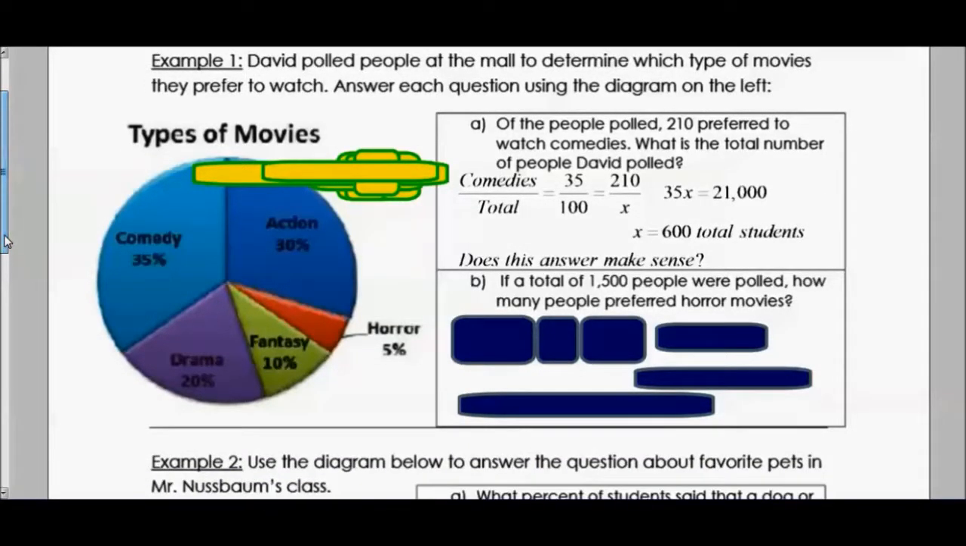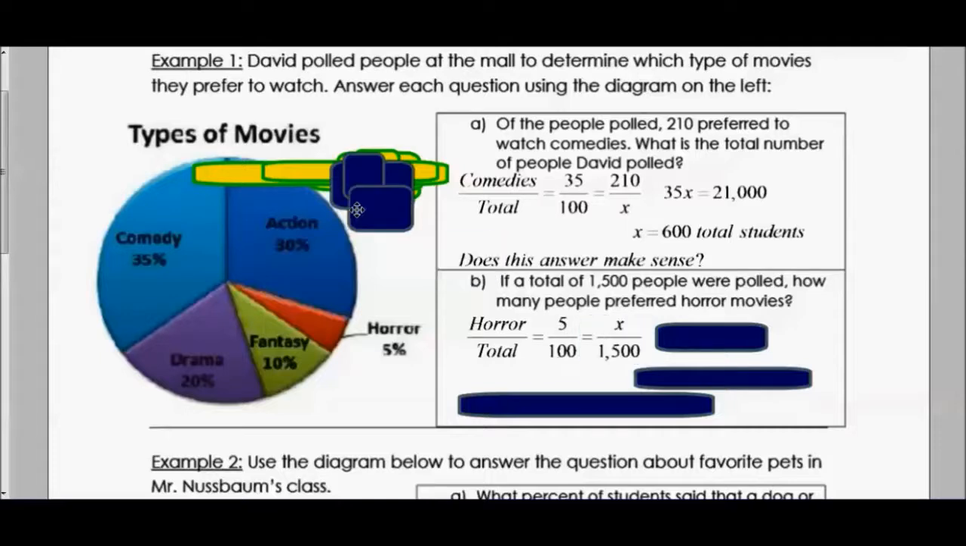The second one is asking if a total of 1,500 people were polled, how many preferred horror movies. So this is similar to this previous one. Now we're given the total people. All right, so we're told the total on the bottom, and we're asked about the number of people that like horror. Well, we're told that 5% like the horror, so we know that's going to be 5 over 100. We always put the percent over 100. On the right side, we're going to have x over the total. We don't know the horror people, but we know the total people. And we know that that's 5% out of the total people.